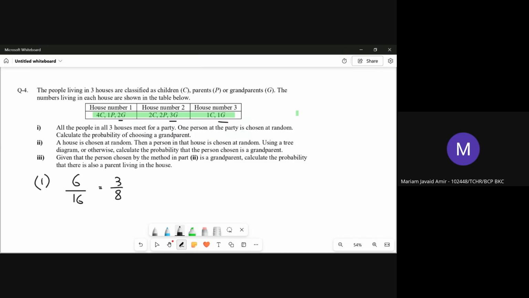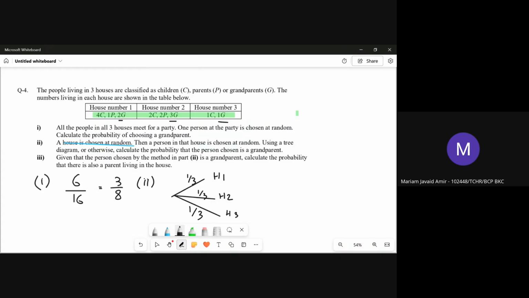Part 2. A house is chosen at random. That means either house 1 is chosen, or house 2, or house 3. Each of these would have a probability of 1 by 3 of being chosen. So a house is chosen at random, then a person in that house is chosen at random. Using a tree diagram or otherwise, calculate the probability that the person chosen is a grandparent.